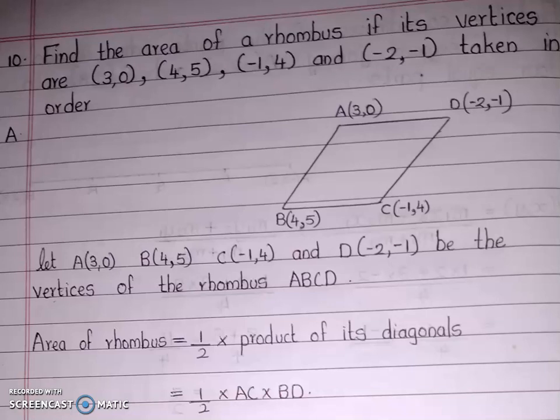The area of a rhombus is equal to 1/2 into the product of its diagonals. So what is a diagonal? The line that joins two non-consecutive vertices. Here BD and AC are the diagonals. So how will you find the length of the diagonal? Using the distance formula. You will find the length of the diagonal using the distance formula.